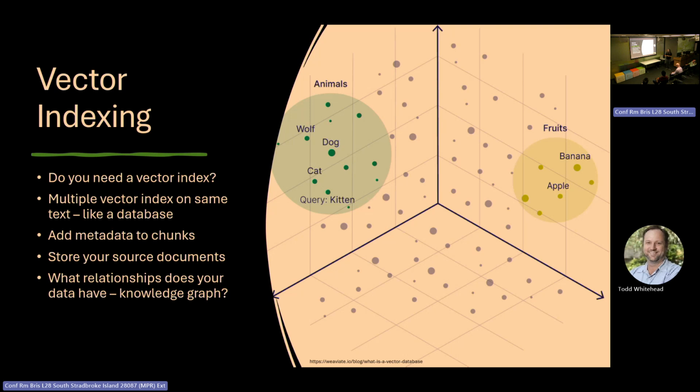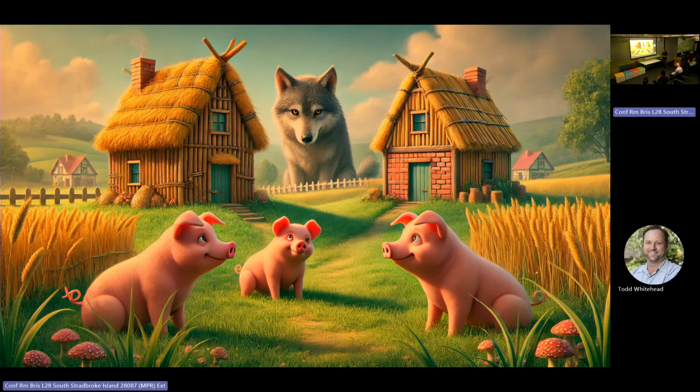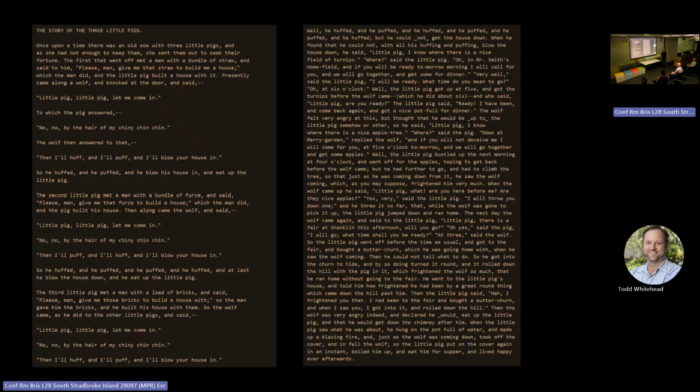And then to flip this as well, think about the relationships that are in your documents. Depending on what type of document they are, it might suit your knowledge graph better. So my example for you now is GraphRAG. Instead of just doing a vector index, we're going to look at a graph, and I'll explain this example using the Three Little Pigs. Is everyone familiar with the Three Little Pigs?